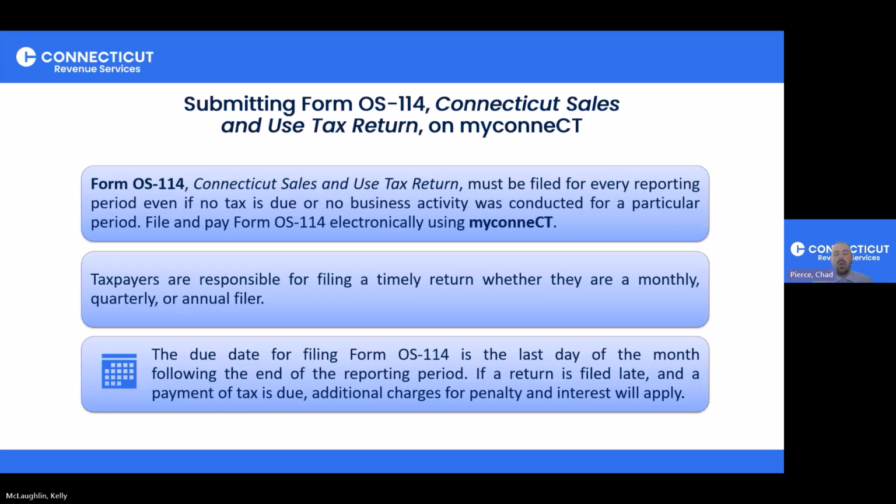Submitting Form OS-114, Connecticut Sales and Use Tax Return, on MyConnect. The return must be filed for every reporting period, even if no tax is due or no business activity was conducted for a particular period. So like I said before, if no business was conducted, just go in there and file zeros. If business was conducted but no taxes are due, just make sure you list the gross receipts from the services provided during that period, and then you would just take a deduction if it was tax exempt for the same amount to get to a net zero return.